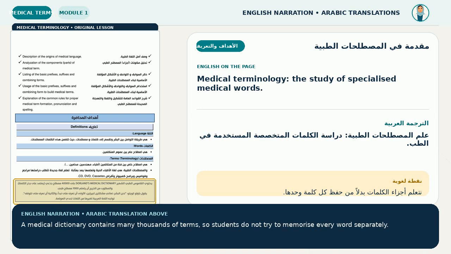A medical dictionary contains many thousands of terms, so students do not try to memorize every word separately. Instead, they learn the parts of words and the rules that connect them. This makes difficult medical language easier to understand and use.